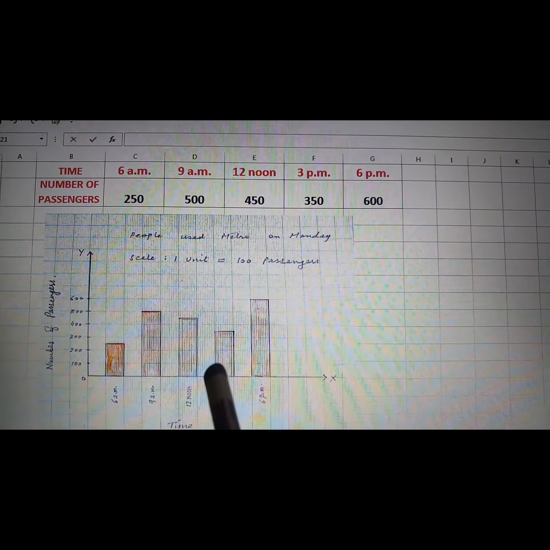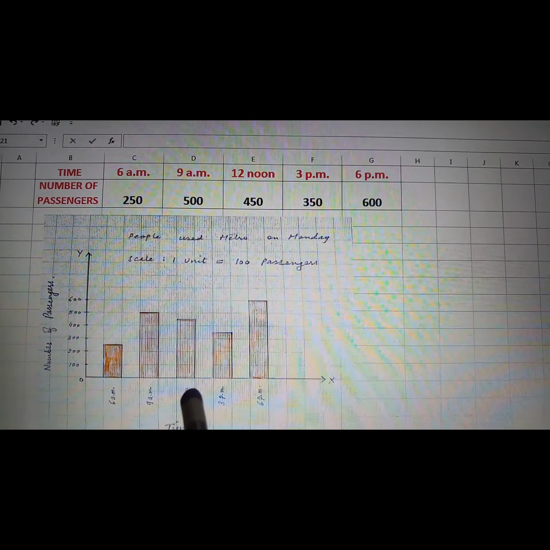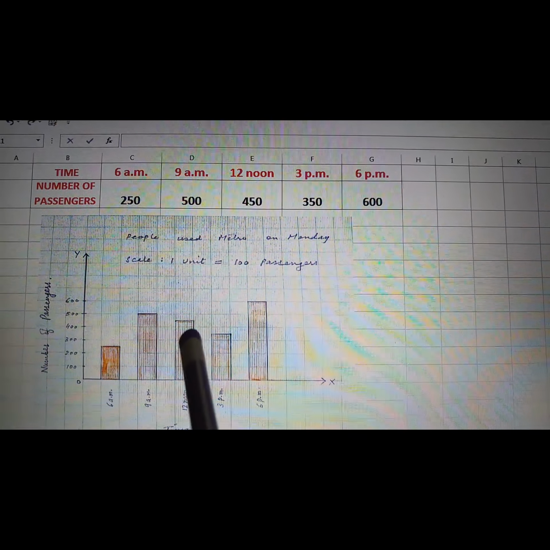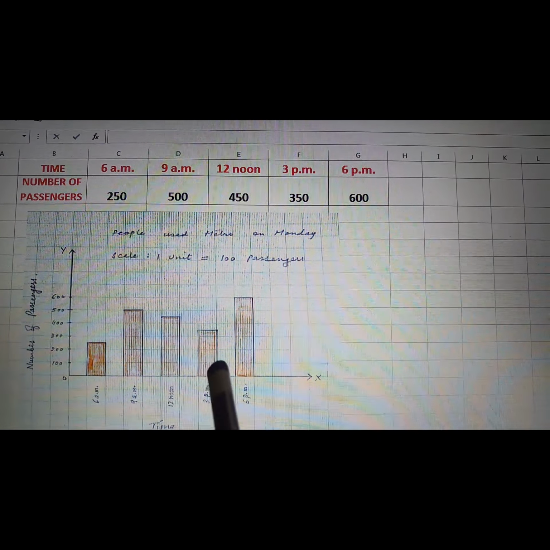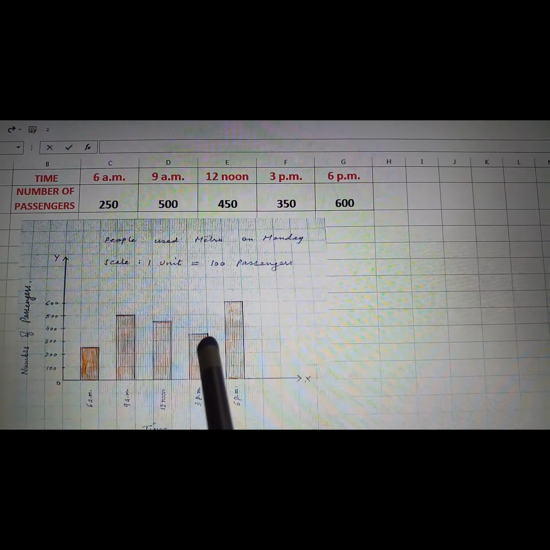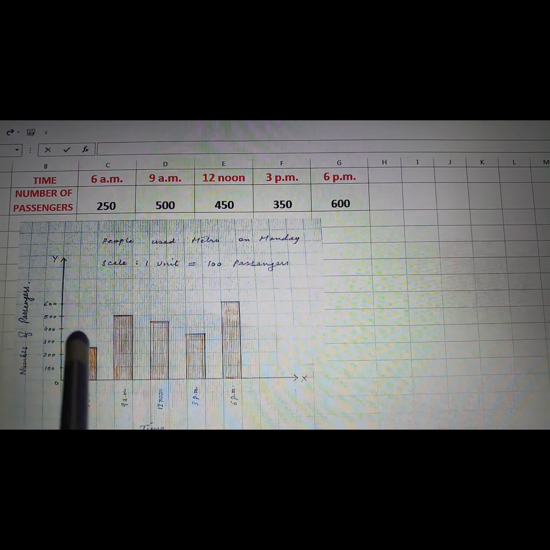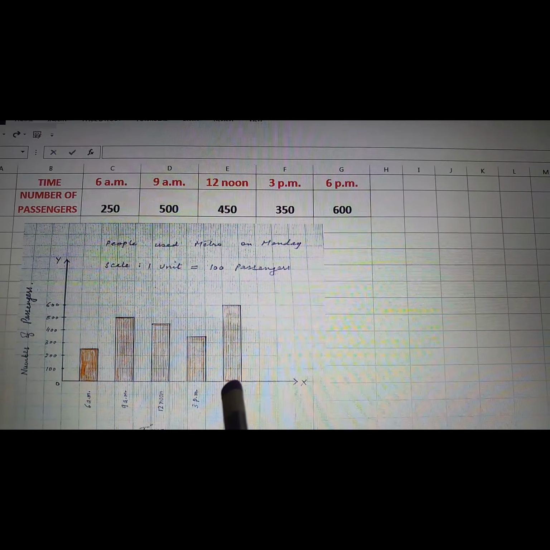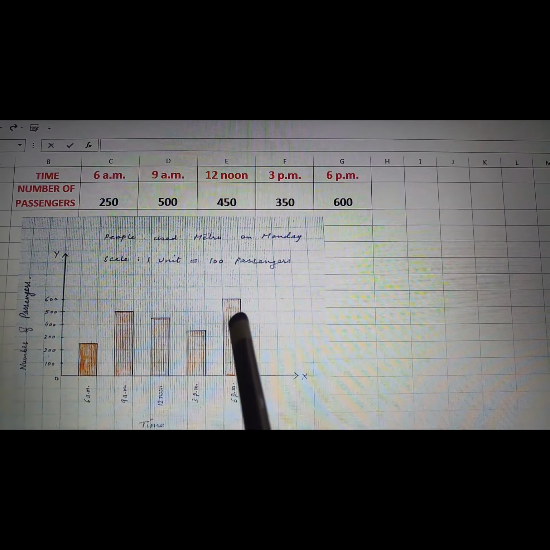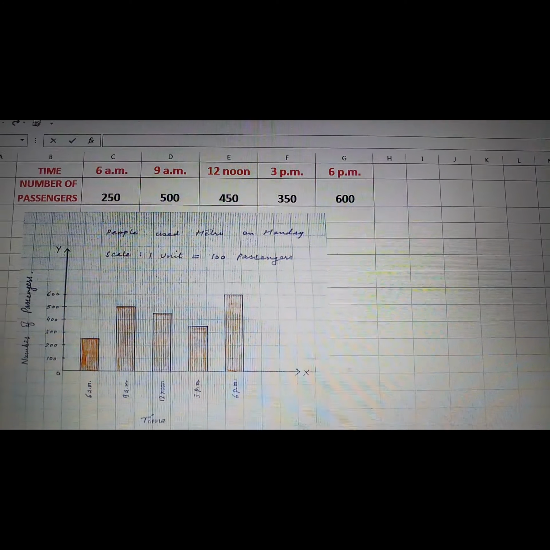At 12 noon 450 passengers used the metro. So draw a rectangle up to 450. 450 is between 400 and 500. Then at 3 pm 350 passengers used the metro. So draw a rectangle up to 350, that is between 300 and 400. At 6 pm 600 people used the metro. So draw a rectangle up to 600.